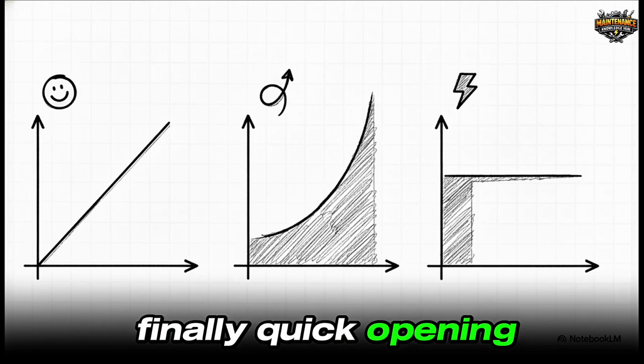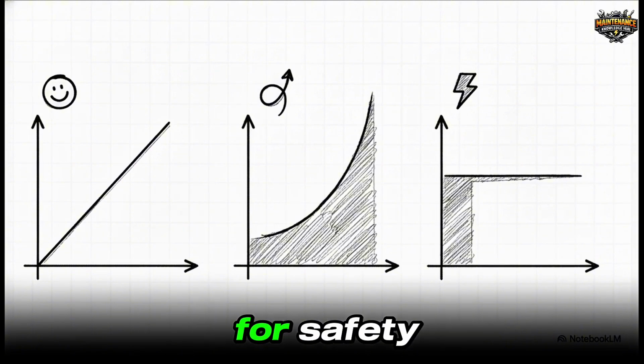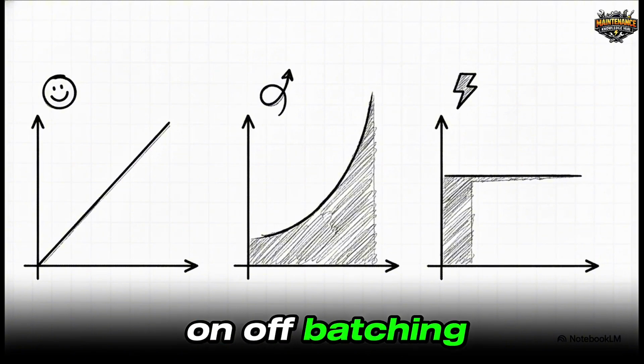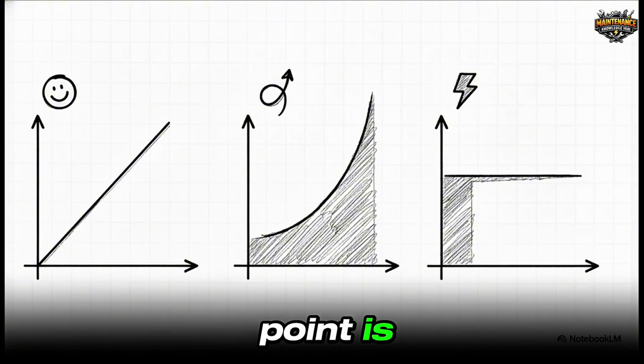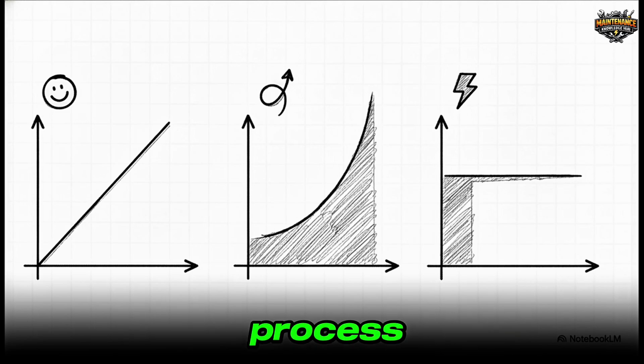Finally, quick opening gives you maximum flow immediately upon cracking open, which is perfect for safety relief or basic on-off batching. So the crucial point is, you absolutely have to choose the right characteristic for your specific process.